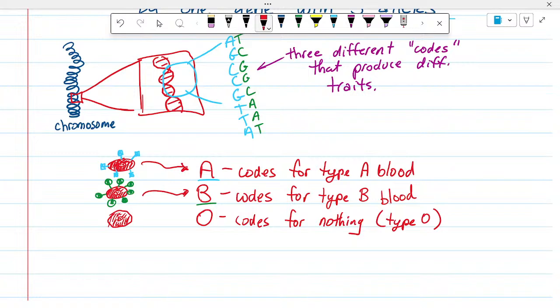Yes. So, when it comes to O positive and O negative, we'll get to the positive negative in a minute. Just hold up. It's a good question.